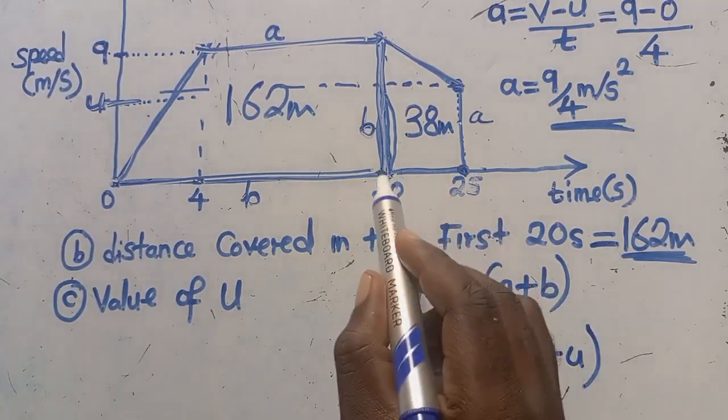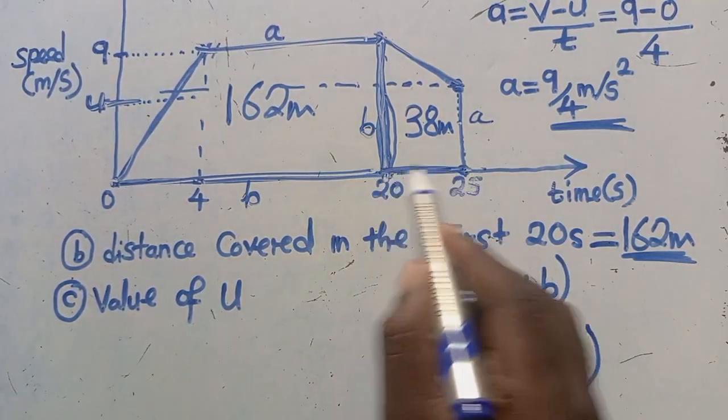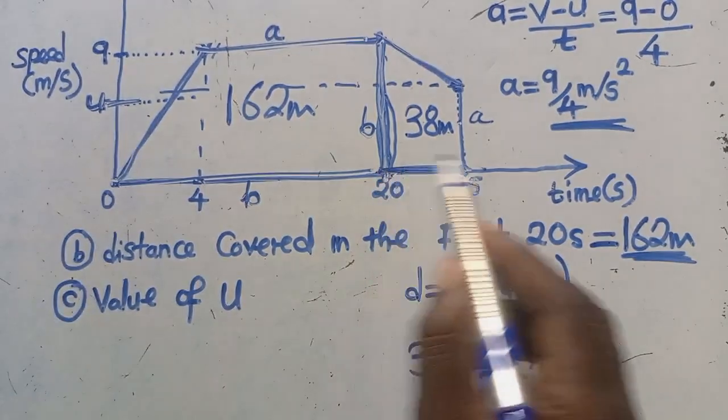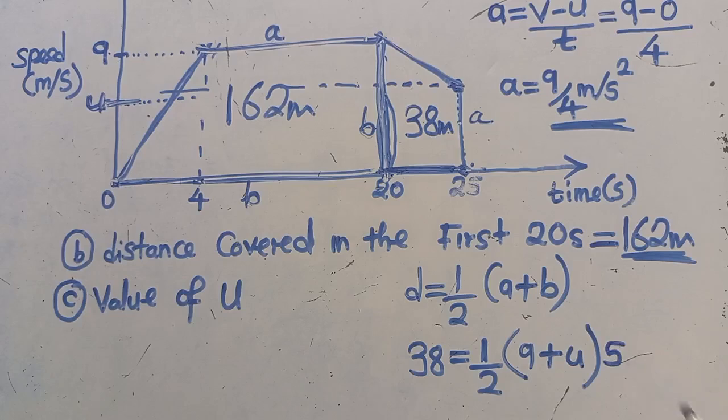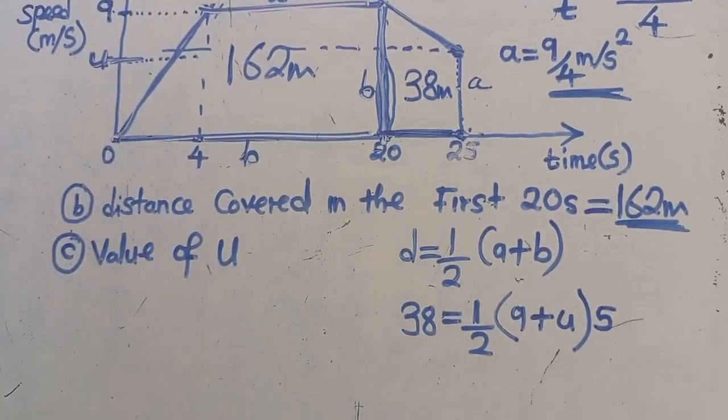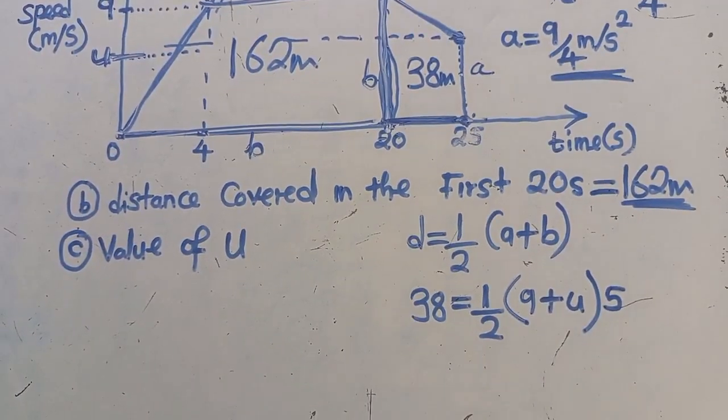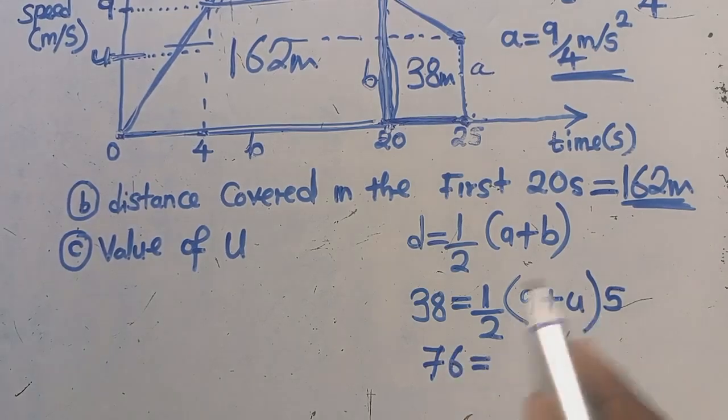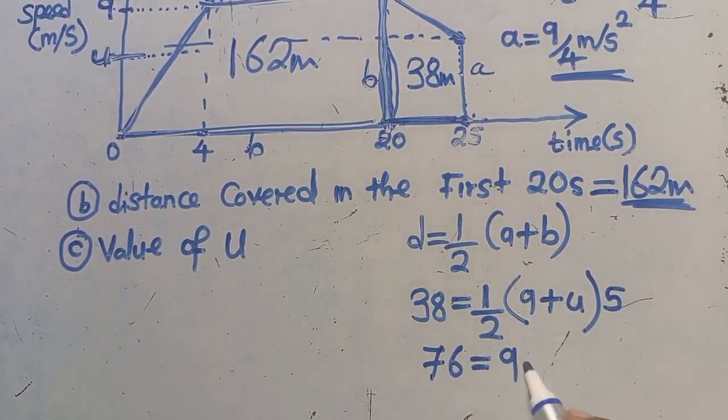Then what is the height from here to there? The one that is perpendicular. This is the height. The height is 5. From here, I can now cross multiply. This times that: 38 times 2. What answer are we getting when we multiply by 2? We are getting 76, which is equal to 9 plus u, cross, then 5 there.